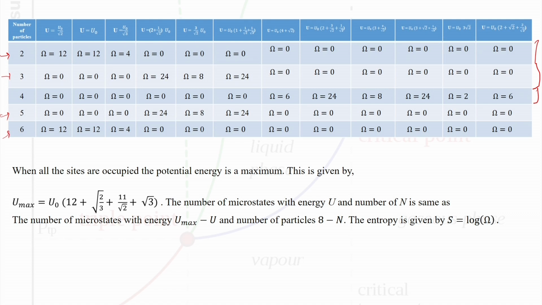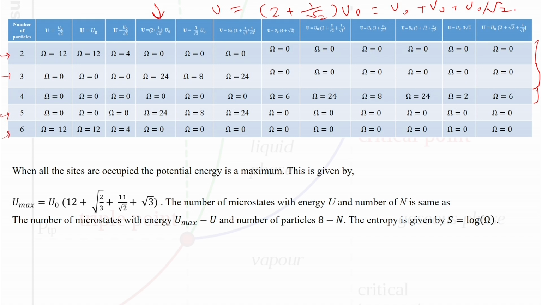So I'm talking about what about the other number of particles? So there are 3 particles. If there are 3 particles, then the possible energies start off with this one, which, I hope you can see, is nothing but u equals 2 plus 1 over square root of 2 times u0. Where does this come from? You can easily guess where this comes from. This is u0 plus u0 plus u0 over square root of 2.